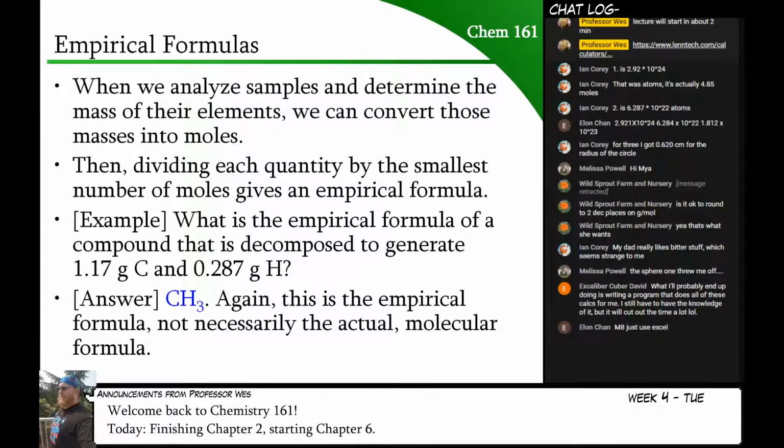Well, if it's not CH3 because it doesn't exist, it could be C2H6, it could be C3H9. All of those exist. And that's how you get an empirical formula.